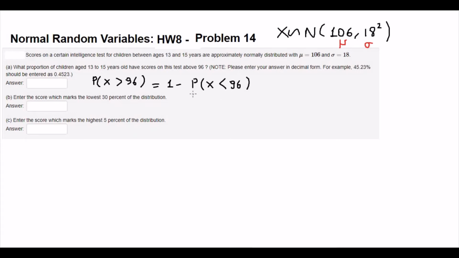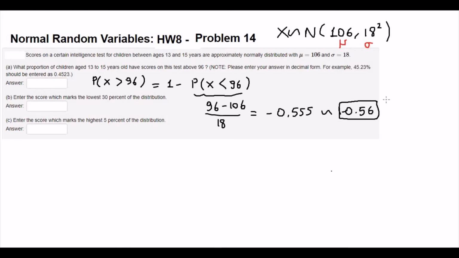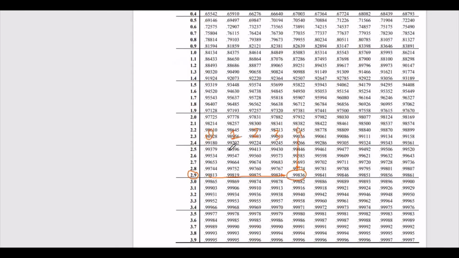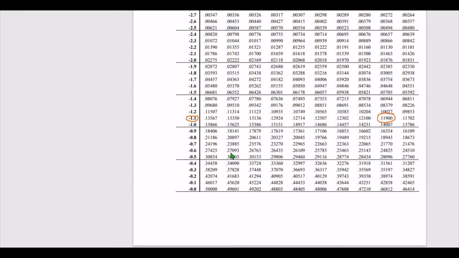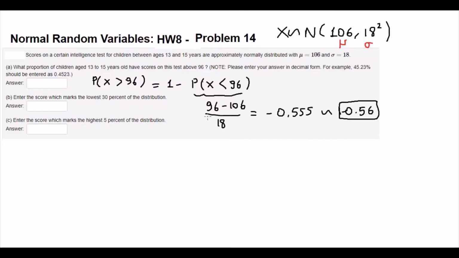We can either standardize this and check on the z-score table. Let's do that. 96 minus 106 divided by 18. We obtain the z-score as negative 0.555, and we can check the z-score of negative 0.56. For that corresponding probability, we go to negative 0.5 here, and the sixth column. This is 0, 1, 2, 3, 4, 5, and the sixth column. So it is 0.2877. So 1 minus that probability is the answer.